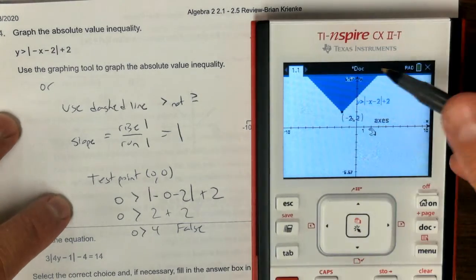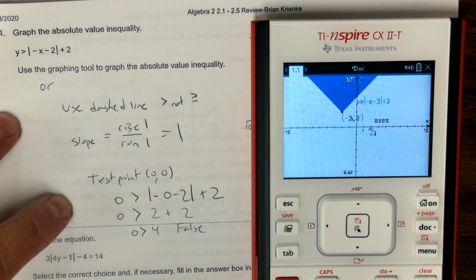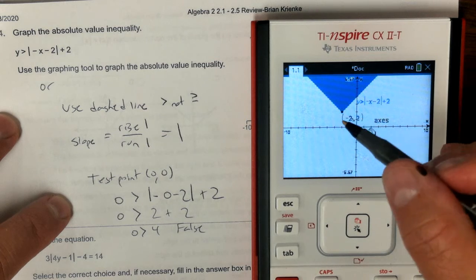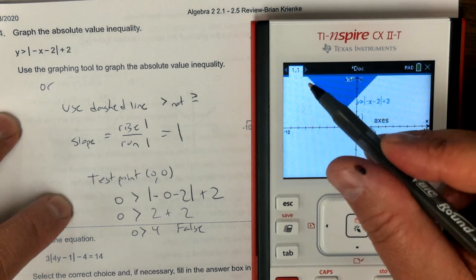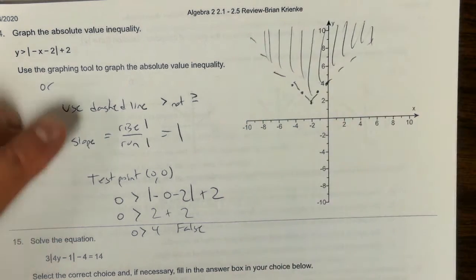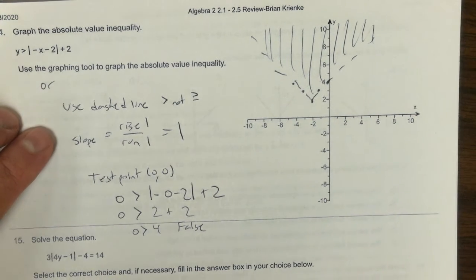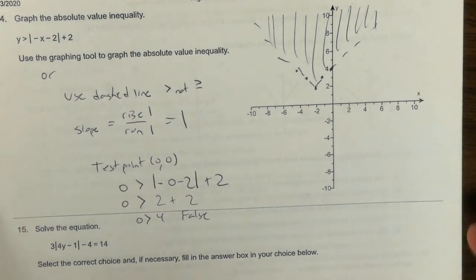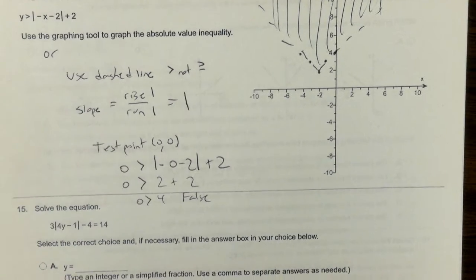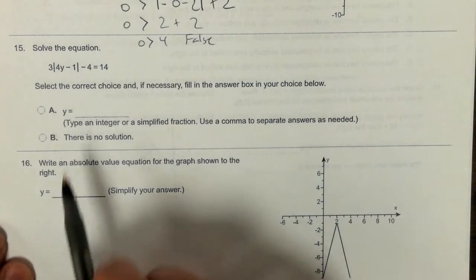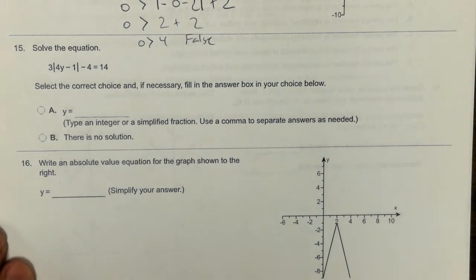And again, the calculator told you where to shade also. Again, the only thing to really pay close attention to on the calculator is this is dashed lines, not a solid line. So that's how you do number 14. Number 15, it just says solve the equation.